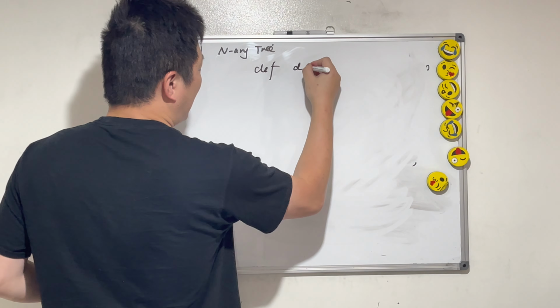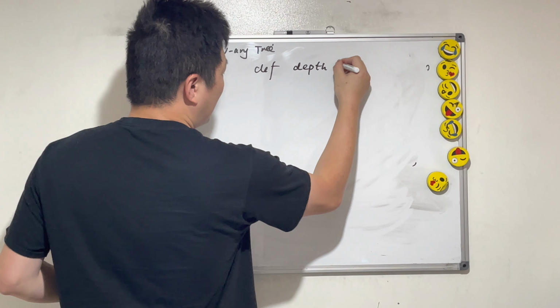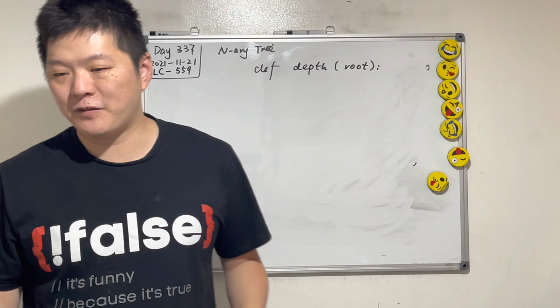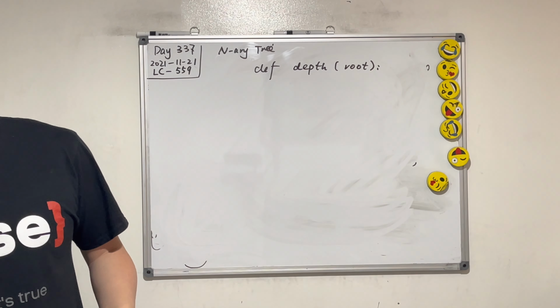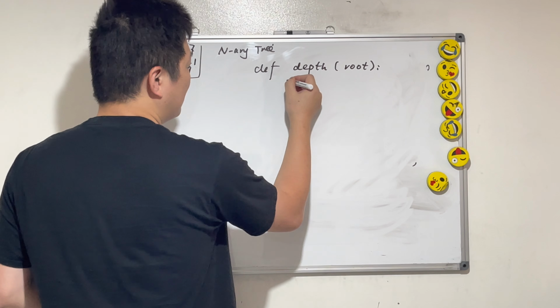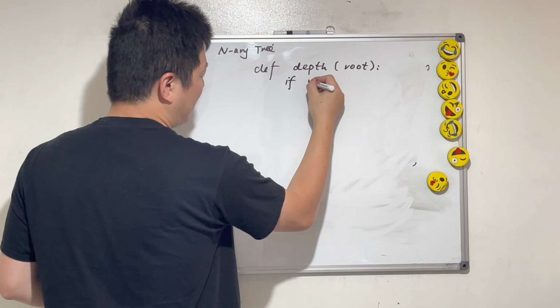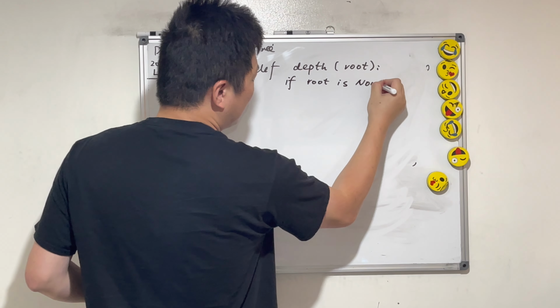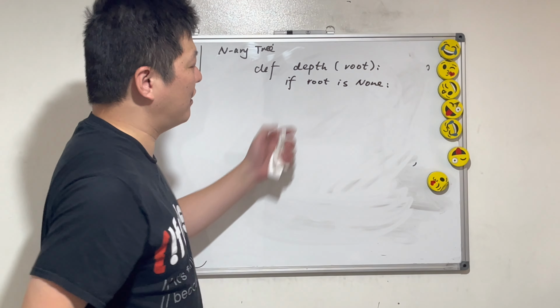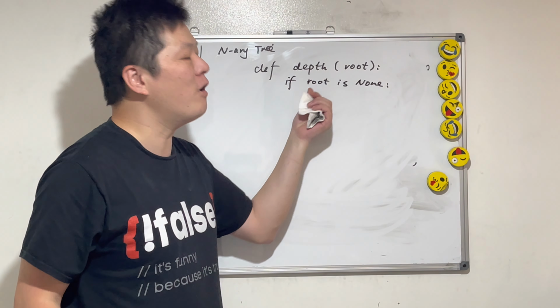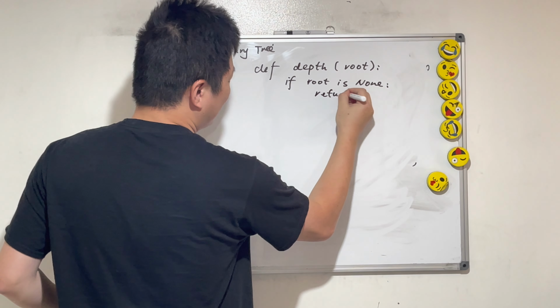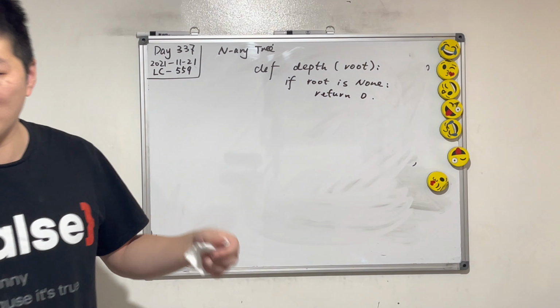Define depth, and then this is the root. So at the beginning it's the same. We want to check if it's empty, right? If it's empty, we return what? If not root, or if root is None, it's the same thing. Return 0, because we will get the depth.